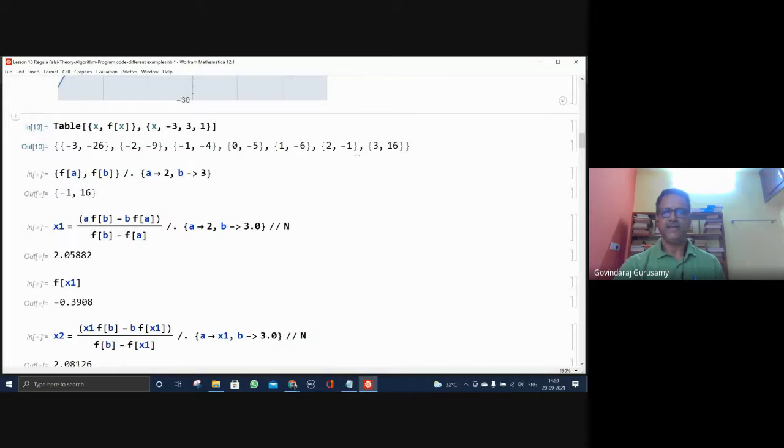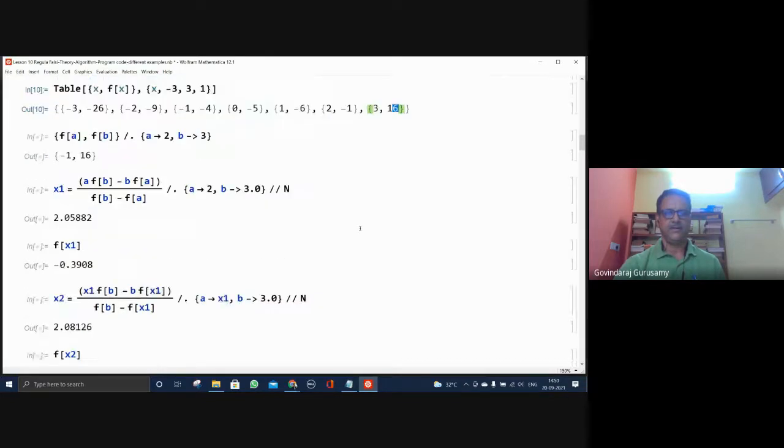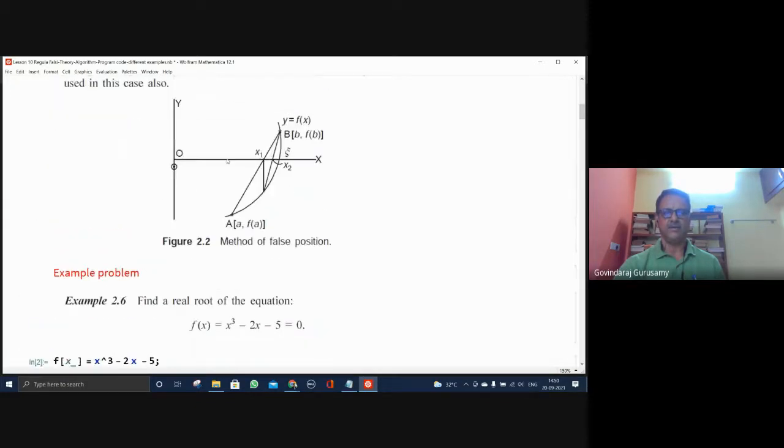That is the point which I have taken. So you can see 2, what is it? 2 is minus 1. That's the minus 1 which has been located. When b equal to 3, I have 16. Okay, I hope it's clear. So don't get confused with these variables x. We are making it as a and b because that's the chord which we are going to fix. This point and this point we have fixed.